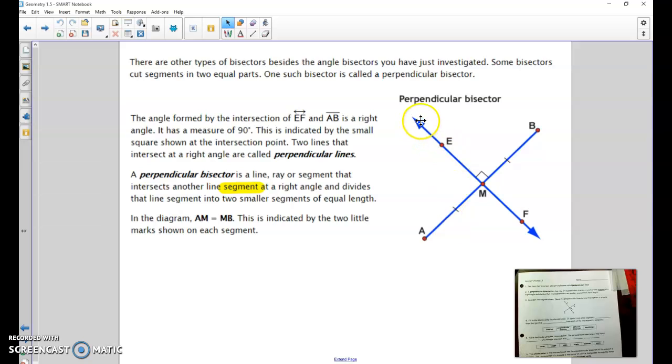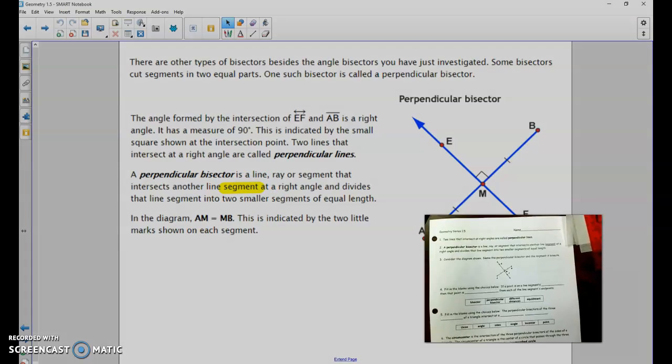So in this diagram, line EF is the perpendicular bisector. It is separating segment AB into 2 smaller segments that have equal lengths. And those segments are segment AM and segment MB. And we can see that by the tick marks that are placed on those parts. It is also forming a 90-degree relationship, as we can see by this right angle symbol here at point M, the point of intersection of the 2 lines.